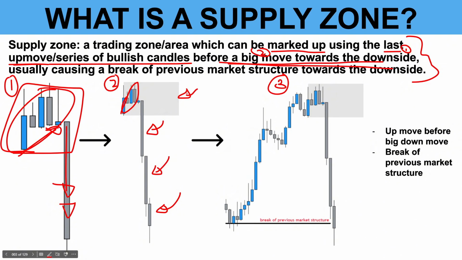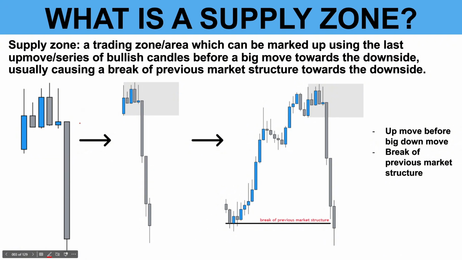The third part of this definition is about the down move, the big move towards the downside. So let's just delete everything on the screen, make everything clear. So step 3 is about break of structures, right?